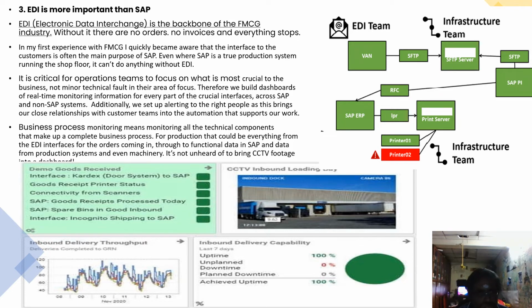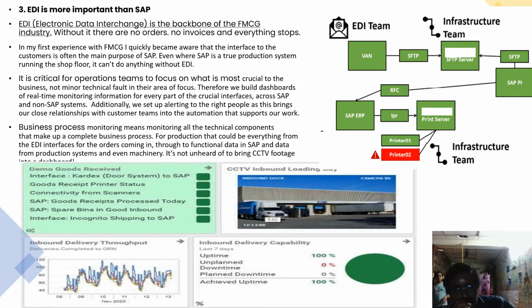SAP will give the goods receipt process, and SAP will give separate bins in the goods inbound and interface, and the shipping to SAP in and out can be monitored. So optimization, unplanned downtime, planned downtime, activated uptime, everything can be monitored using graphs and percentage calculations. We have an inbound delivery throughput and an inbound delivery capability. Everything can be easily monitored.